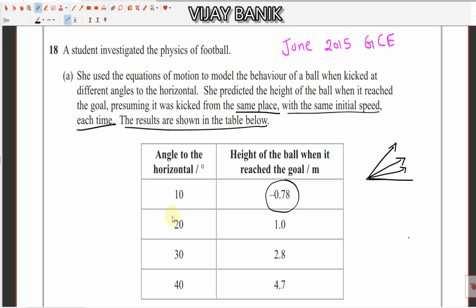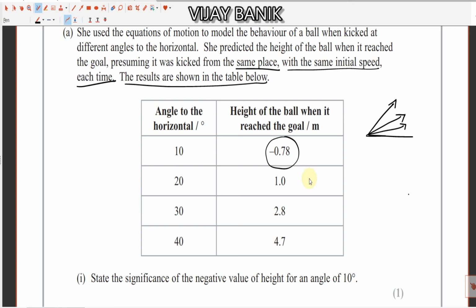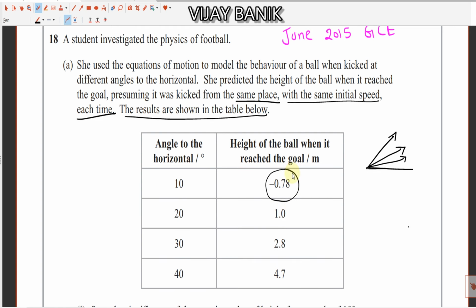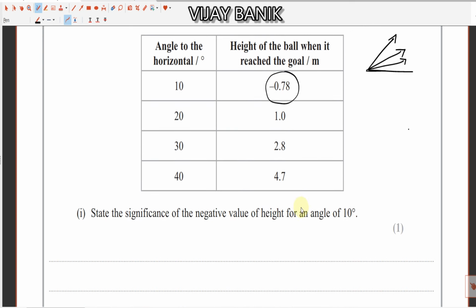When it was 20 degrees, the height of the ball was 1 meter from the goal. When it was 30 degrees, 2.8 meter, and 4.7 at 40 degrees. These are vertical heights, I think, the height of the ball when it reached the goal. I don't understand how they remained in the air though. That is confusing for me. It is supposed to hit the ground, right? Whatever. State the significance of the negative value of the height.